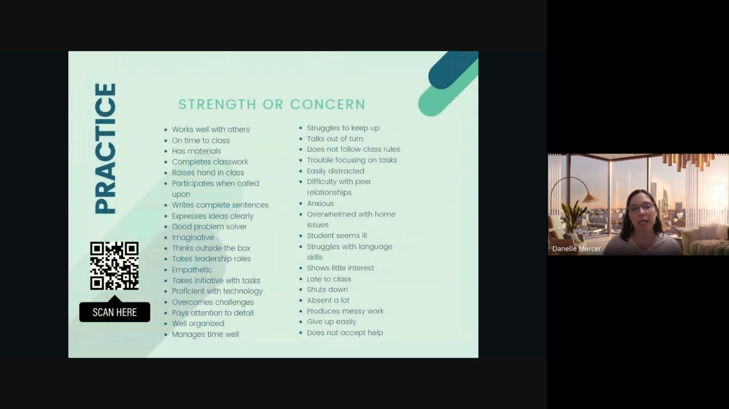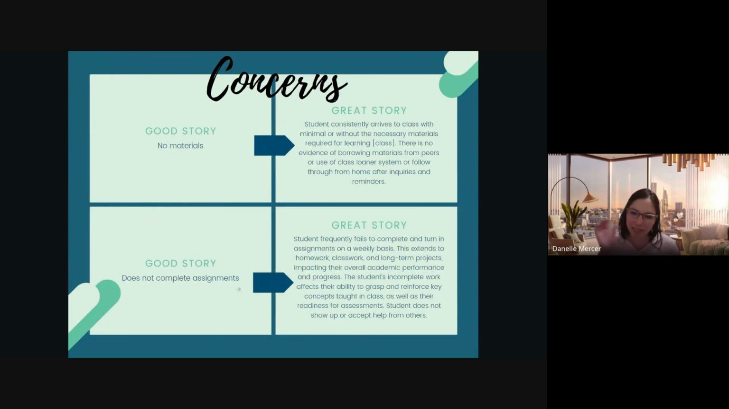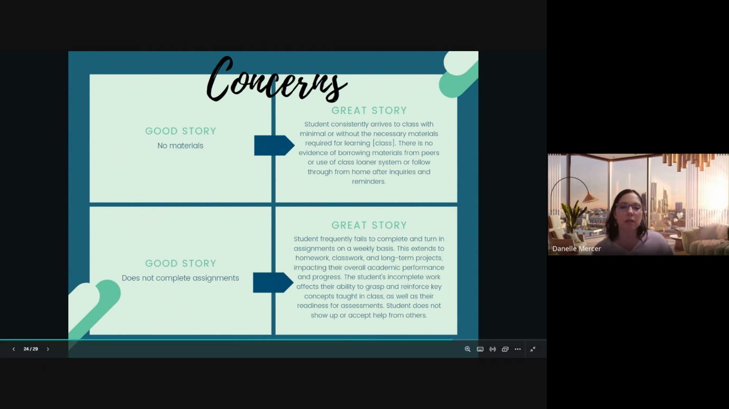And then on the bottom again, does not complete assignments. You can be like, oh, they don't complete assignments. But again, student frequently fails to complete and turn in assignments on a weekly basis. This extends to homework, classwork, and long-term projects, impacting their overall academic performance and progress. The student's incomplete work affects their ability to grasp and reinforce key concepts taught in class, as well as their readiness for assessments, and student does not show up or accept help from others. So again, just having more information and detail.